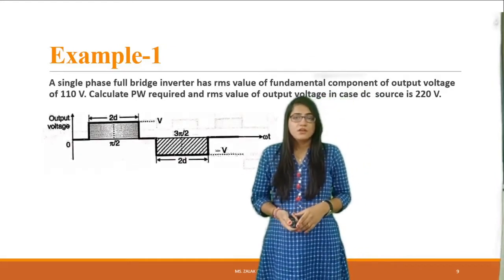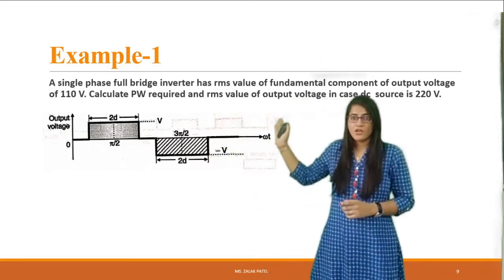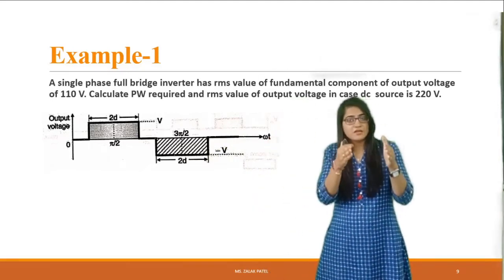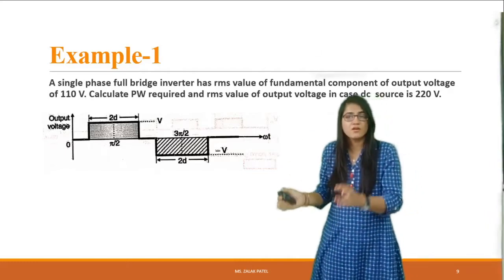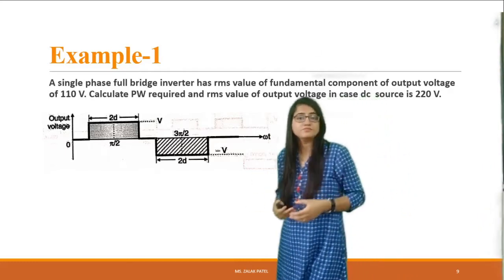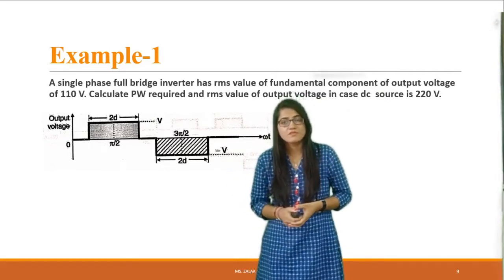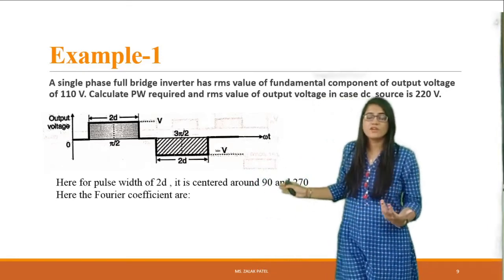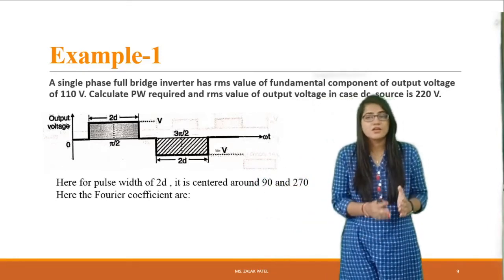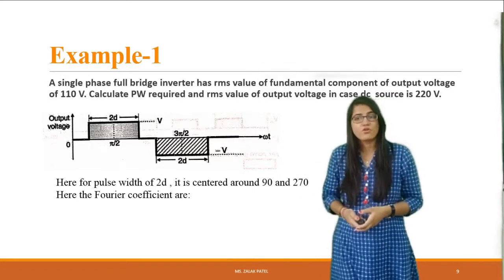So first, let's consider the graph. Here the reference signal is given. Again the pulse is centered at pi by 2 as well as 3 pi by 2, instead of 180 degree. Here both have a distance of 2 times d. So we can see the pulse width of 2d, centered around 90 degree and 270 degree. So first let's take the Fourier coefficient.